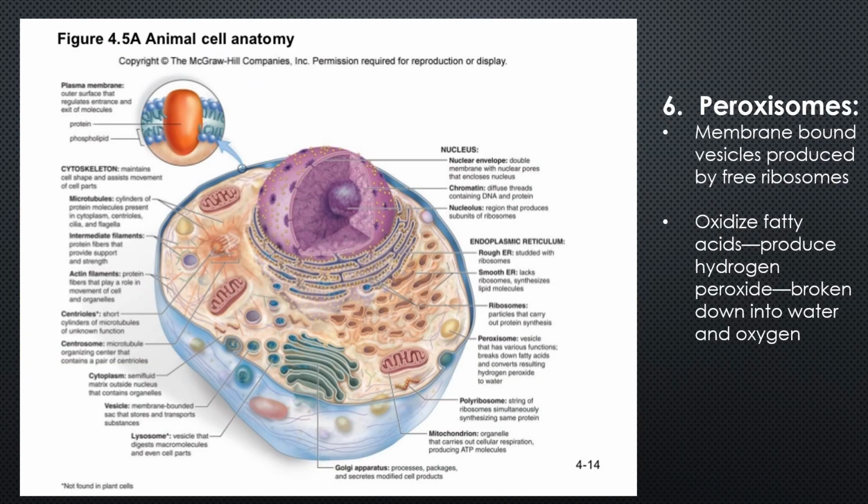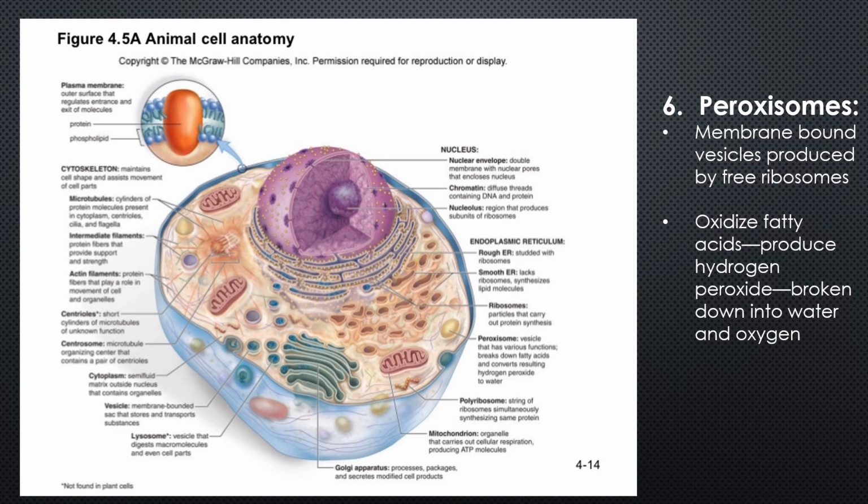Peroxisomes are another type of vesicle that we find within a cell, and they are membrane-bound organelles. And so, unlike our lysosomes, which are produced by the Golgi apparatus, peroxisomes are actually produced by free ribosomes. And they also have a breaking down feature.